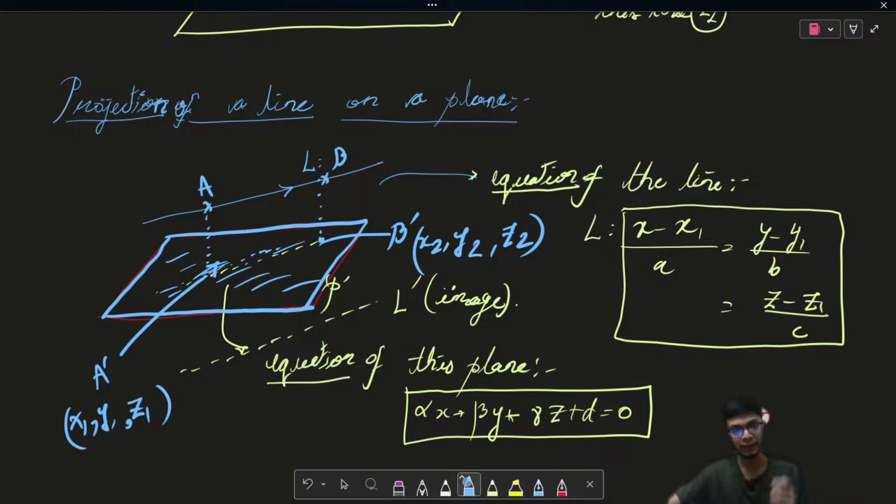Then by joining these 2 points, I am going to obtain the equation of the line that is lying on the plane, right? Similarly, if I have this point A and I try to find the mirror image of point A with respect to this plane, let us say that is coming at A double dash, and similarly the mirror image of point B with respect to this plane is coming as B double dash. So by joining this A double dash and B double dash, I can also obtain my image line, or the image of a line about the plane.